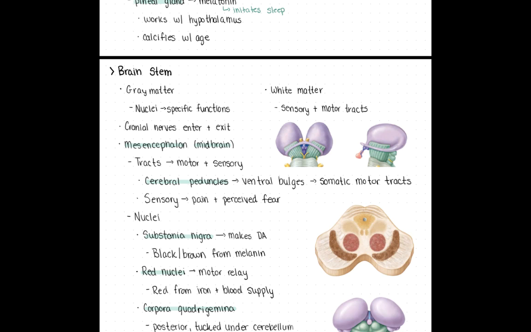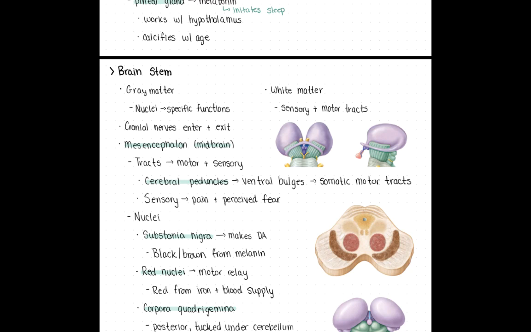Gray matter are going to be nuclei. These are going to have specific functions. And then white matter are going to be tracts. They can be sensory or motor. As we go through each section, we'll talk about any tracts that are present, and then we'll talk about any nuclei that are present in each of our divisions of the brainstem. At the very end, we're going to talk about the cranial nerves, because the cranial nerves typically enter and exit primarily through the different parts of the brainstem. So we'll go through the cranial nerves at the very end.